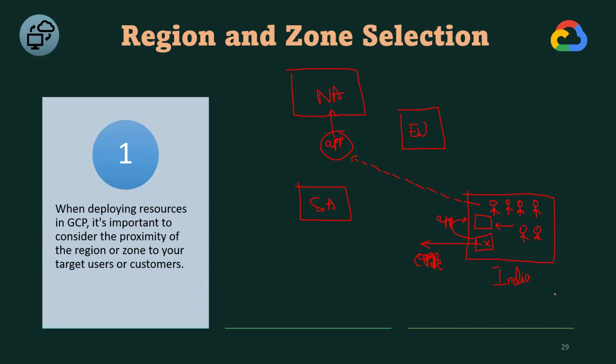So that is the reason to stick to the very first point: whenever we want to deploy resources in GCP, it is important to consider the proximity of the region or zone to your target users or customers. Try to deploy your application near to your target users. That's it, that is your first point. I hope this makes sense.